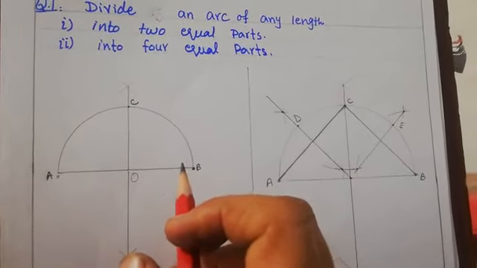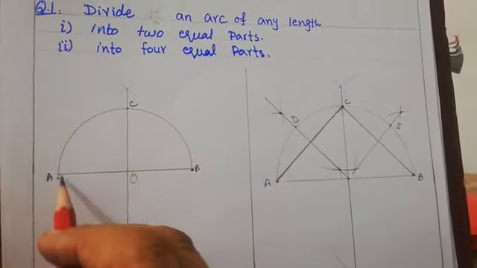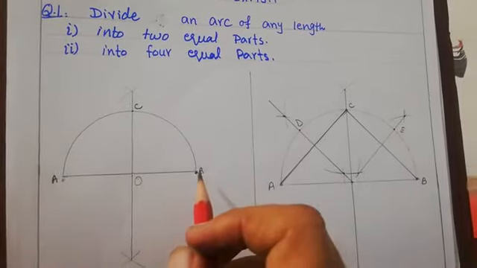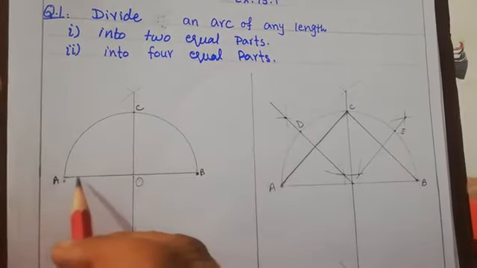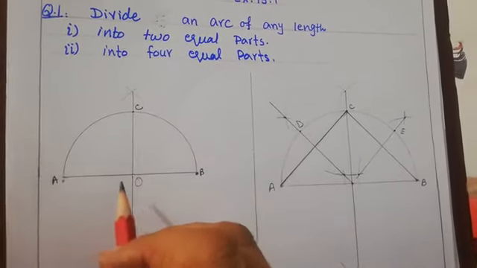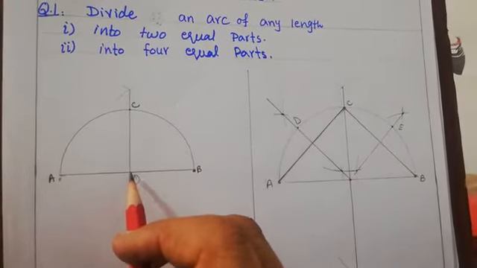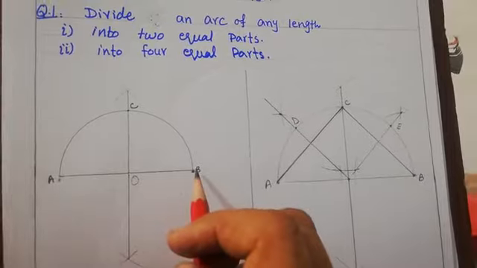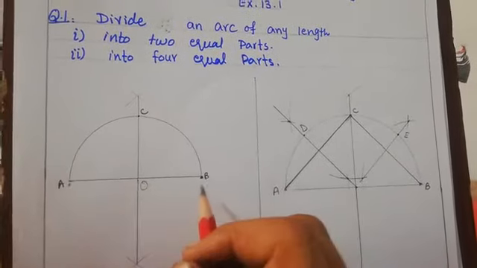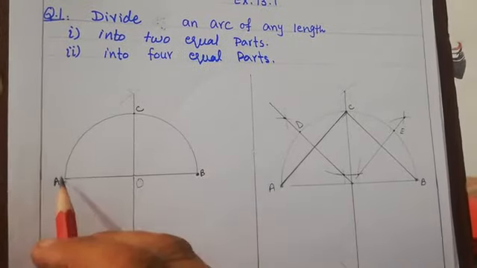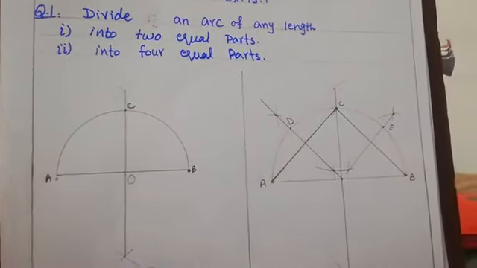After that we will join point A with point B and we get the line segment AB. This is also the diameter, because it is passing through the center. After joining these points, you will draw the perpendicular bisector of line segment AB.